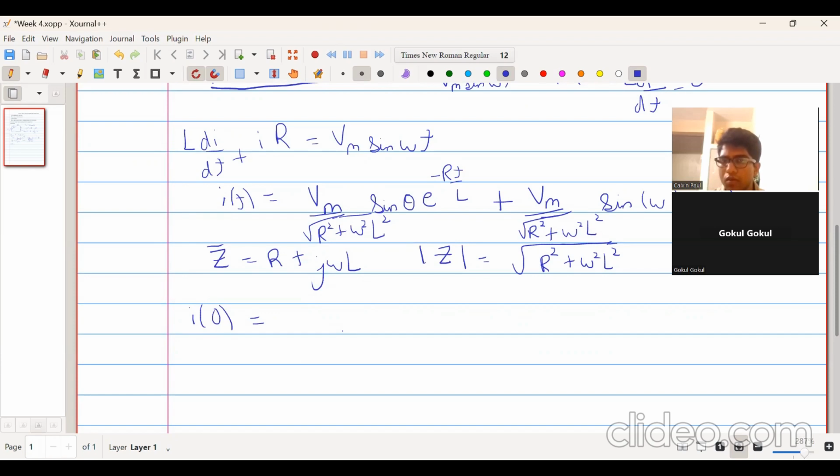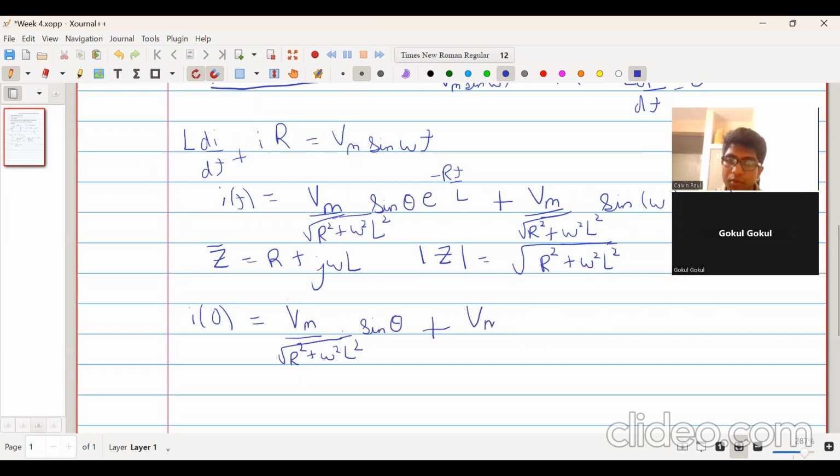No, sir. Okay. So this will be e raised to minus 0, or just e raised to 0, and anything raised to 0 is 1. So that's why this will be Vm upon square root of R square plus omega square L square sine theta. This is replaced by 1 at time t equal to 0.